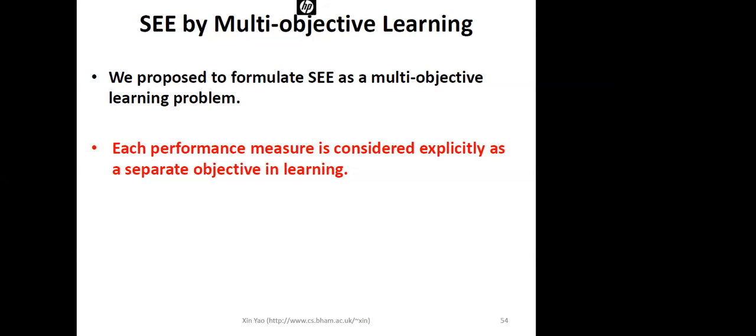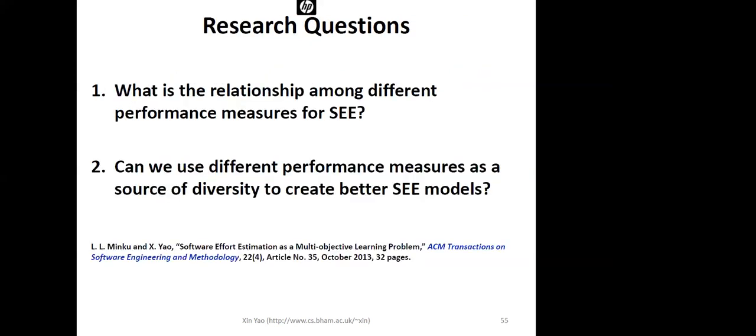So this is slightly different from the previous one. Here is a compressed summary of the work we did. First, if you use different measures, they have certain types of relationship. Secondly, can we use these different performance measures simultaneously as a kind of diversity to create better software estimation models? Better here, as I elaborate, means better against different performance measures. I wanted the models to be robust in that sense.